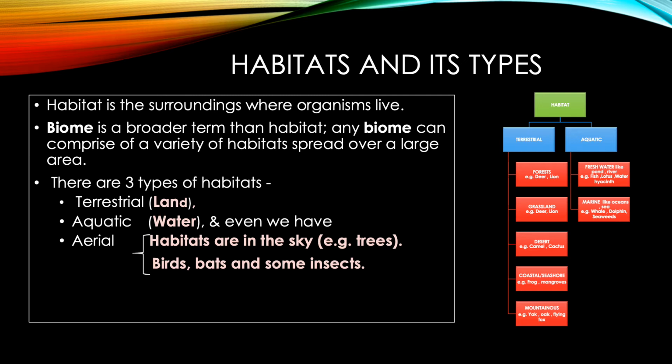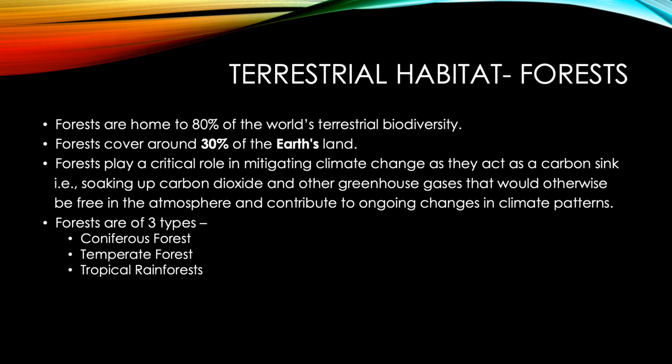Now, terrestrial habitat. We can say forest, grassland, desert, coastal or seashore, mountainous habitat. Again, aquatic habitat. We can say freshwater and marine habitat. Terrestrial habitat of forest. Forests are home to 80% of the world's terrestrial biodiversity. Forests cover around 30% of the Earth's land.